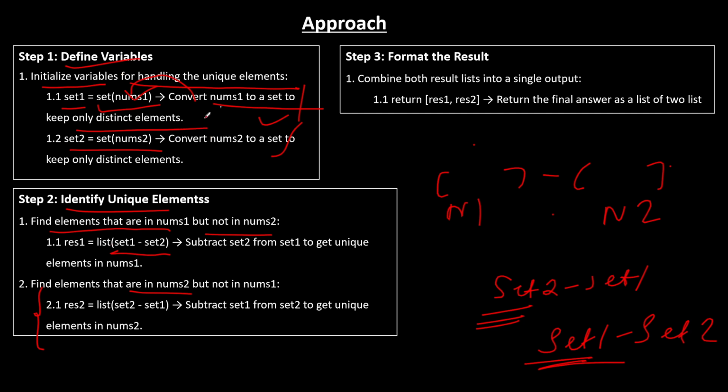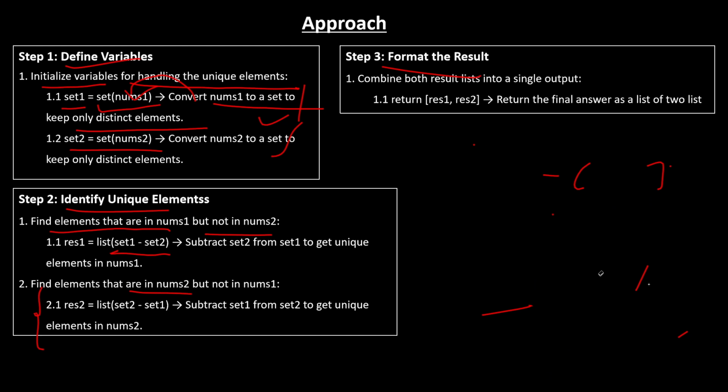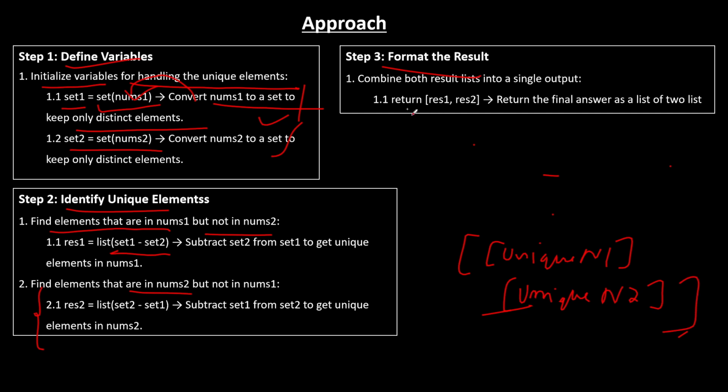Now step 3 is to format the result. If you remember, we have to return the result in 2D array format. So the output should be of this kind: unique nums1 and unique nums2.